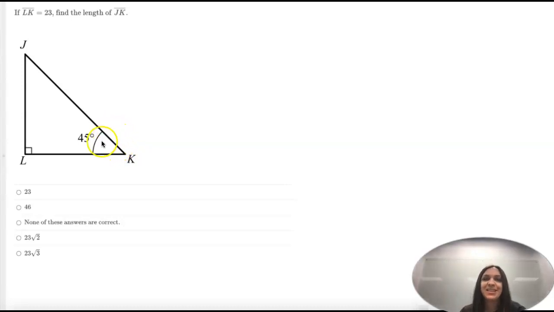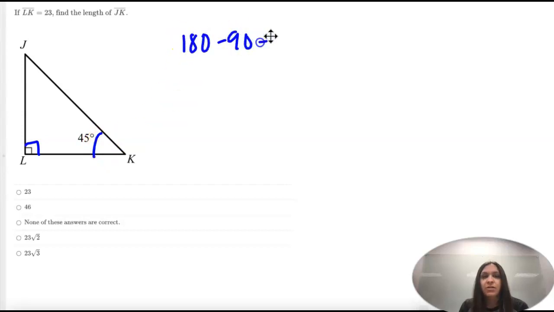So this last section is on special triangles. There are two types of special triangles. One is a 45, 45, 90, and that means the angles. If we have a 90-degree angle here and a 45-degree angle here, and we subtract those from 180, this other angle is 45 degrees as well.